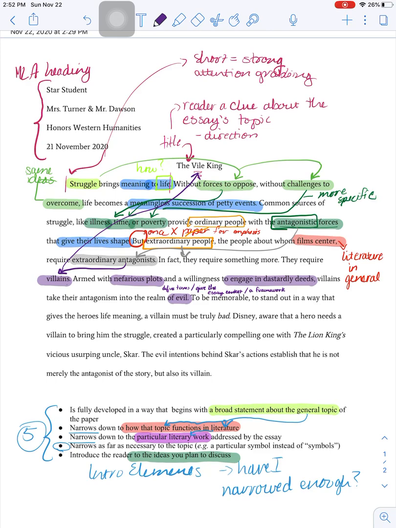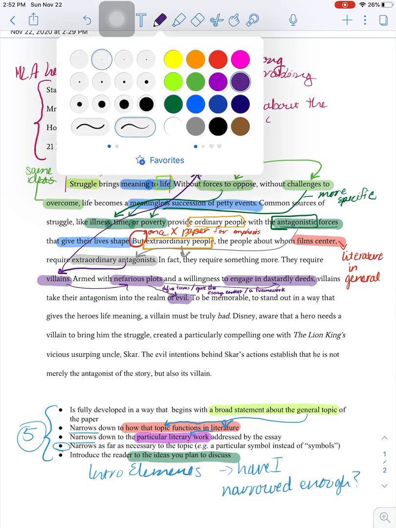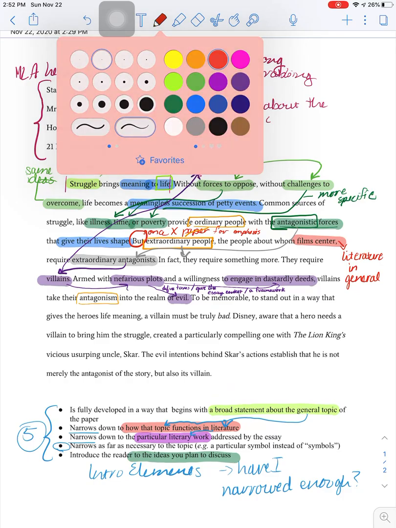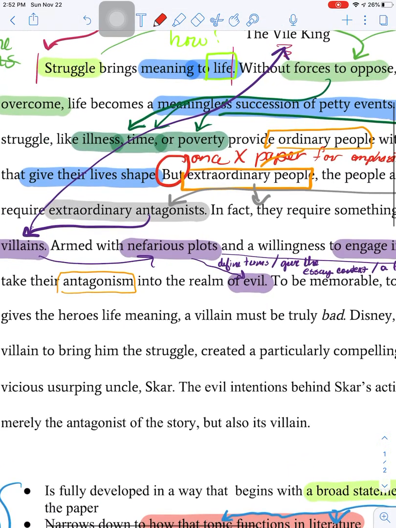Okay, so I've defined villains. I've told you what the villain is: nefarious plots, dastardly deeds, evil. And I'm drawing this distinction between the antagonist and the villain. So antagonism, the ordinary antagonistic forces, and I'm saying villains are something different, and I've defined what that something different is. In the next sentence I've written, to be memorable, to stand out in a way that gives the hero's life meaning. Oh my God, someone stop me now. I should lose my teaching license.